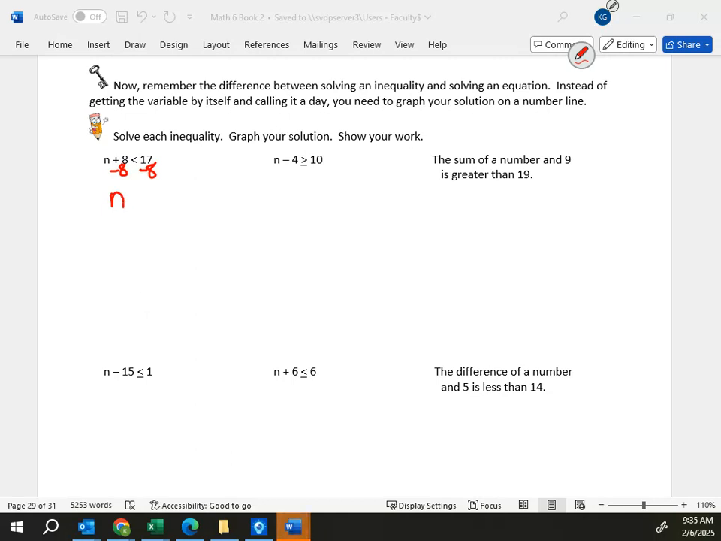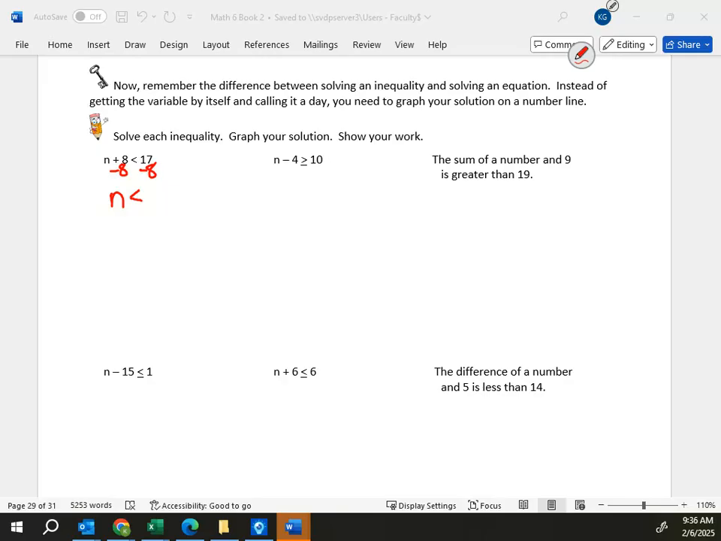I'm gonna bring that inequality symbol straight down, making sure I'm bringing down the correct symbol. That is a super easy mistake that students have made in the past. And then you end up graphing it incorrectly because you don't bring down that symbol correctly. So always double check, am I putting the correct inequality symbol? This one says less than, so I need to make sure I have less than here.